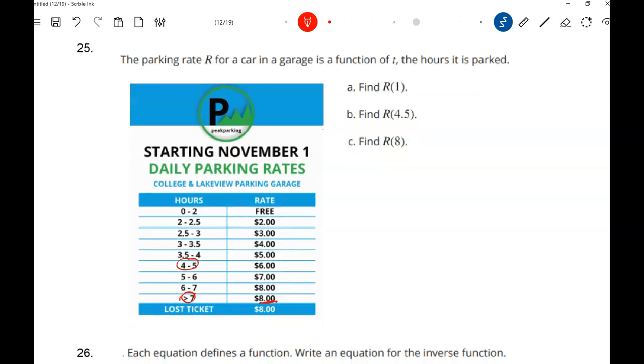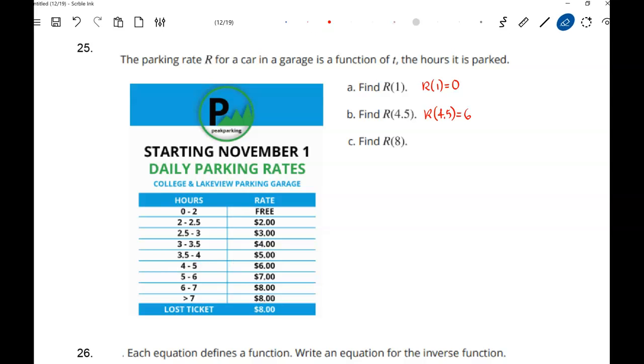Number 25 says the parking rate R for a car in a garage is a function of T, the hours it represents. So this is the rate for 1 hour. The rate for 1 hour says it's free. From 0 to 2 hours is free. So R of 1 equals 0. The next one, B, says the rate for 4.5 hours. So 4.5 hours is in this range. It costs $6. So R of 4.5 equals 6.